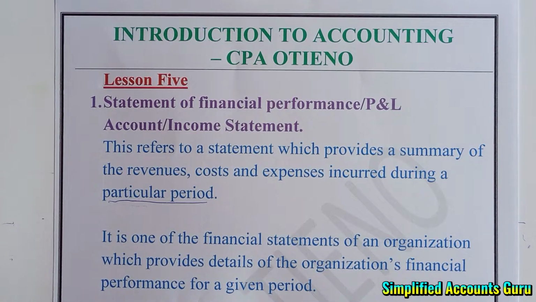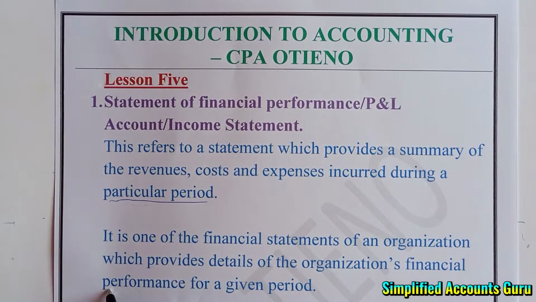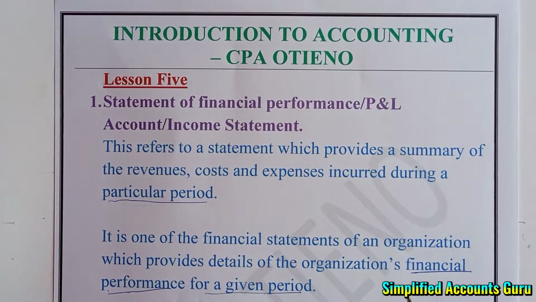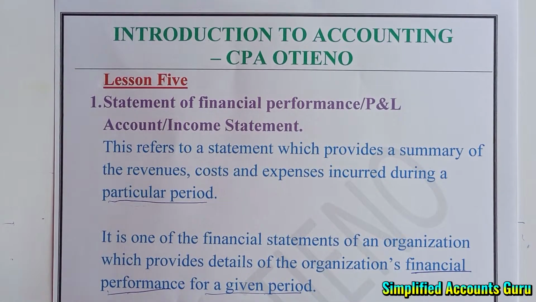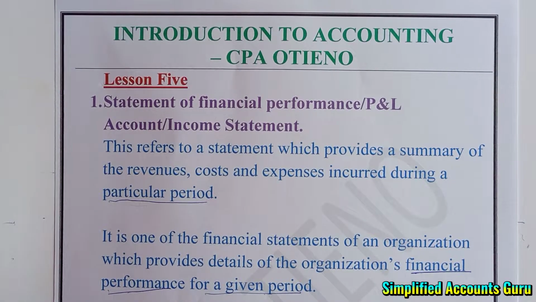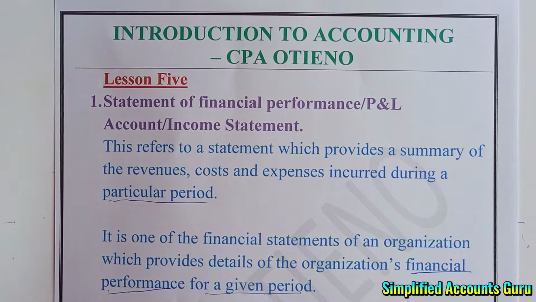The other thing that we are talking about here is that it is a statement which gives the financial performance of the organization for a given period. In simple terms, if you are asked to define this one, even without referring to any document, you just mix these two items here. The results in terms of financial performance within a given period. It is the financial statement of an organization which gives a picture of the financial performance of an organization within a given period of time.